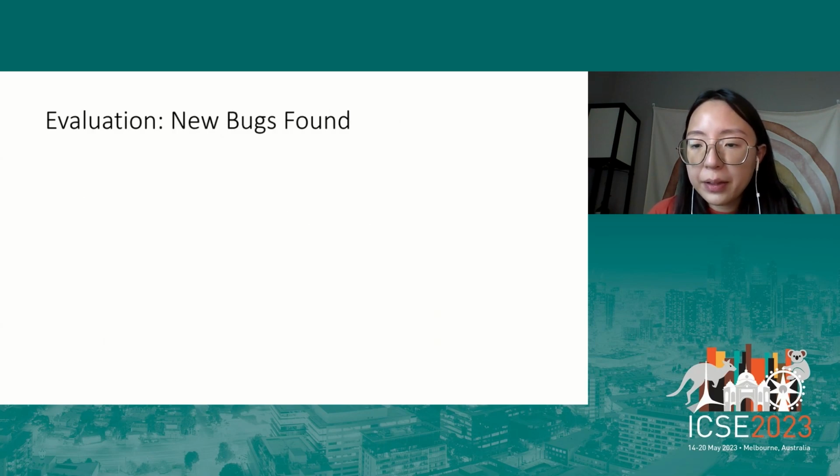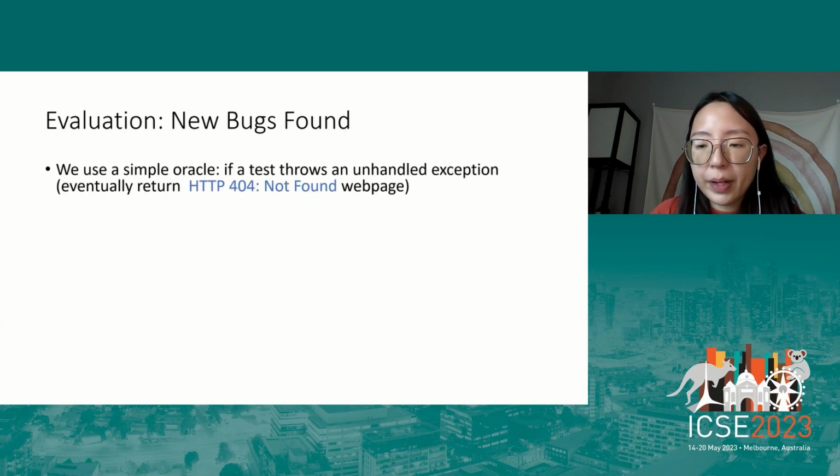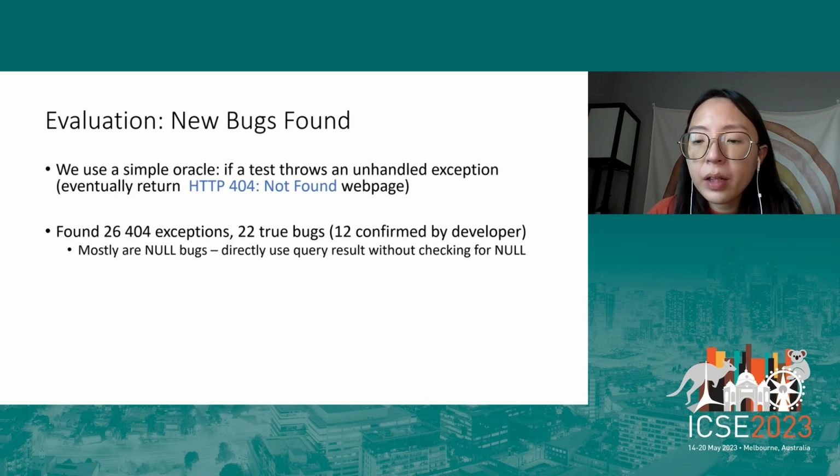DB-Gradler also finds bugs as a side effect. We use a very simple test oracle for bugs. When running a test on a new DB state, if the test throws an unhandled exception, which eventually returns a 404 web page, we view it as a bug. With this oracle, we found 26 distinct exceptions, among which 22 are true bugs, and 12 have already been confirmed by the developer.